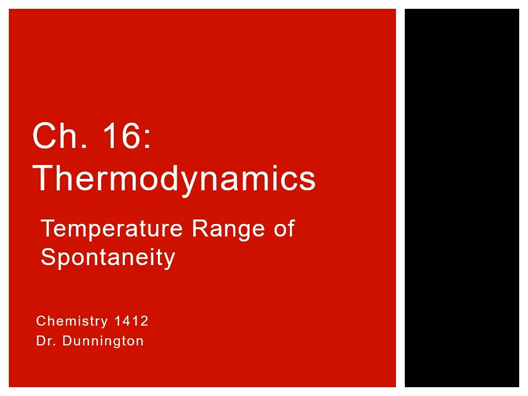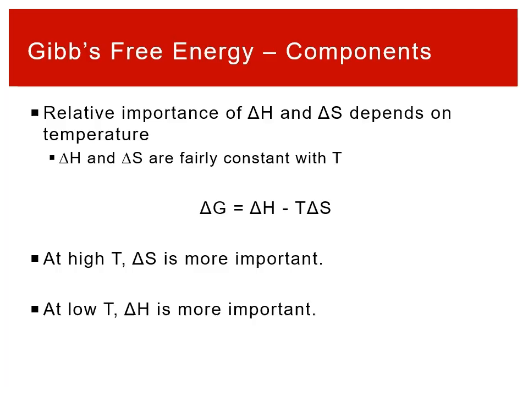So now we want to talk about predicting the temperature range of spontaneity. In addition to giving us this picture of whether a process happens because of the chemical bonds or the disorder aspects, one of the real reasons why we decompose delta G into the delta H and delta S components is because it lets us look at the temperature dependence of delta G, which means the temperature dependence of the spontaneousness of a chemical reaction.